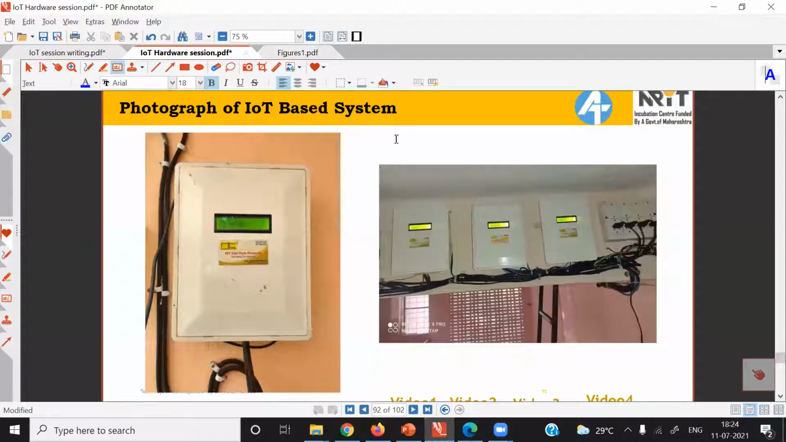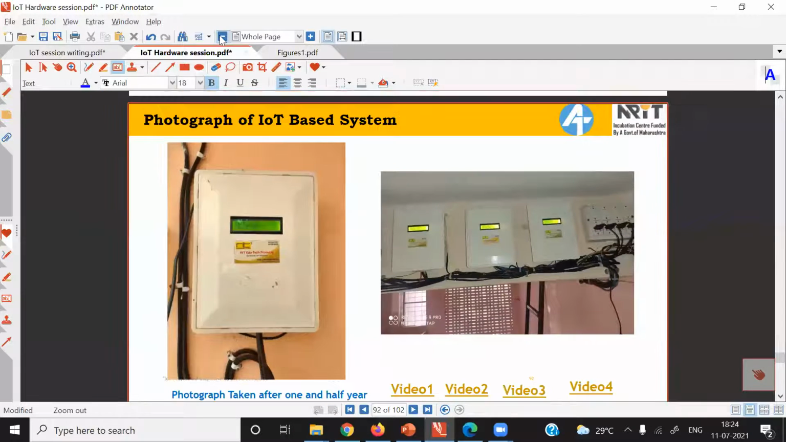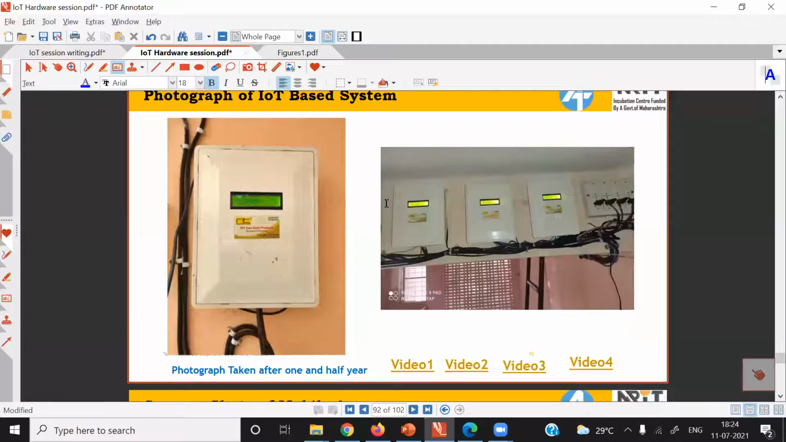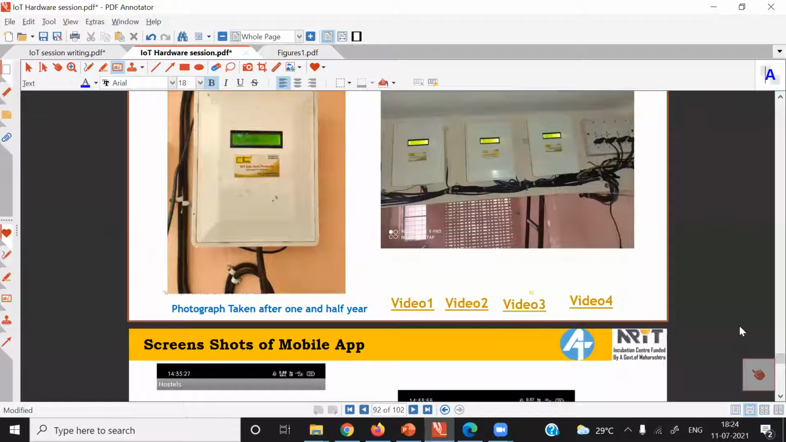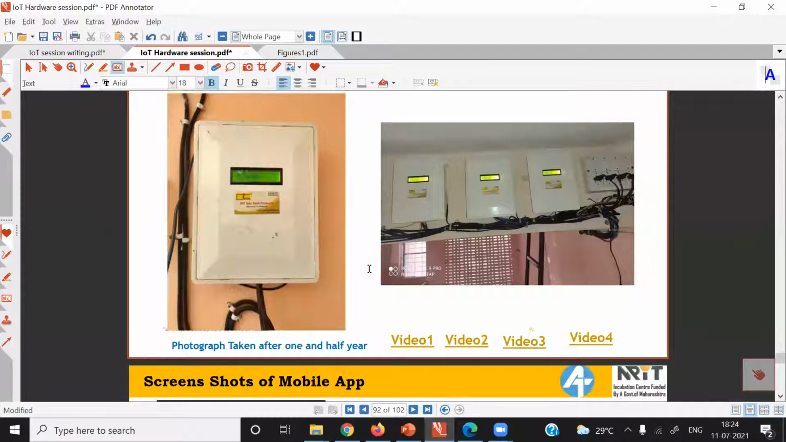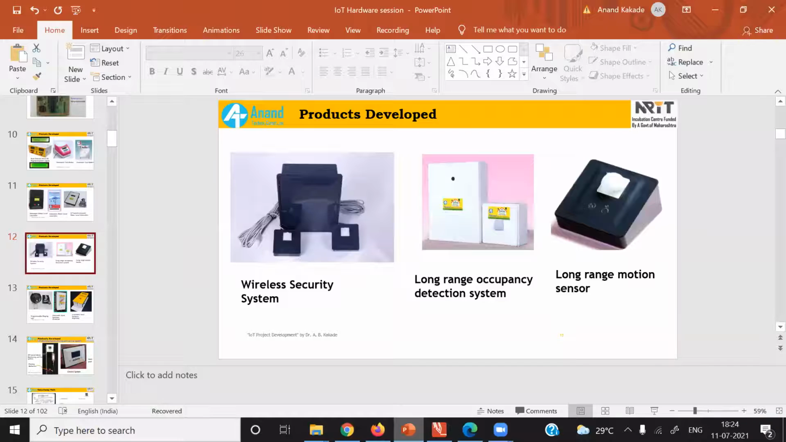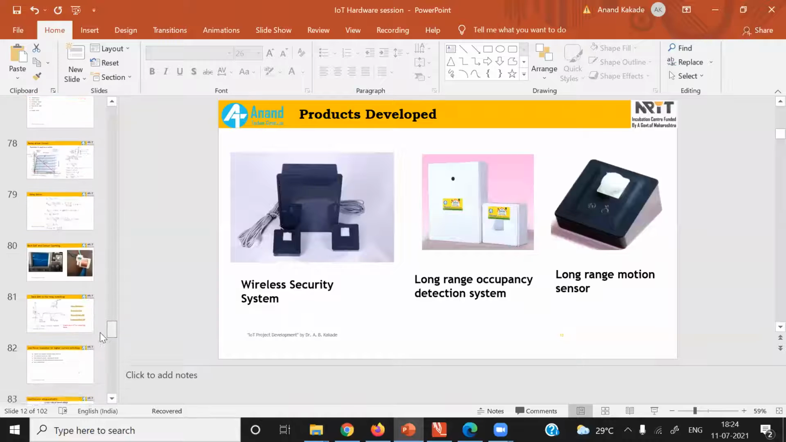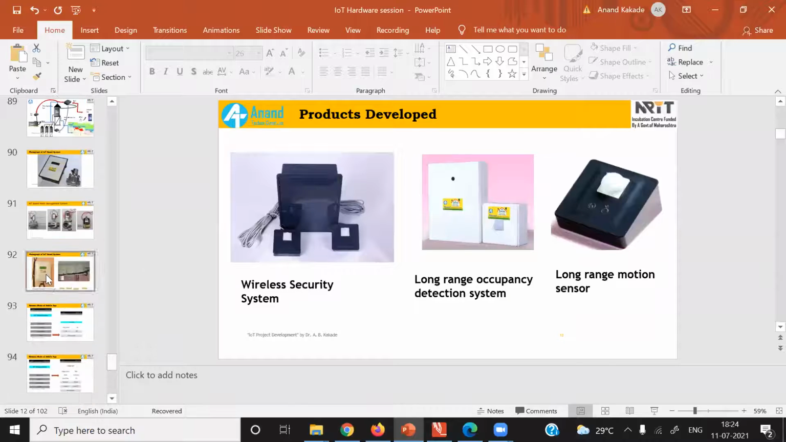These are the photographs of the IoT-based systems which we have installed in our hostel campus. These photographs were taken after 1.5 years. So this system we installed 1.5 years ago. Now what I want to do is show videos of the installed system. The video duration is very, very small.